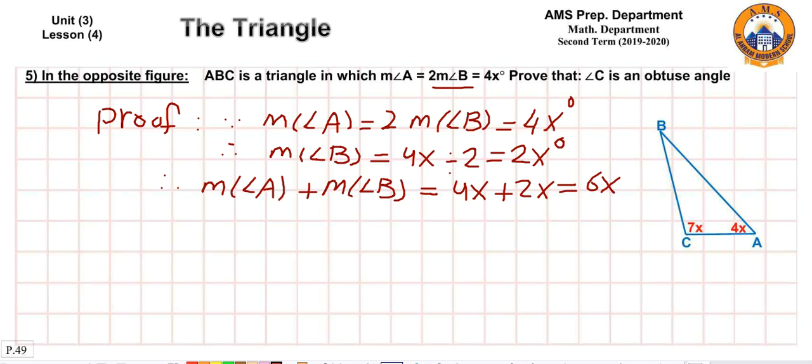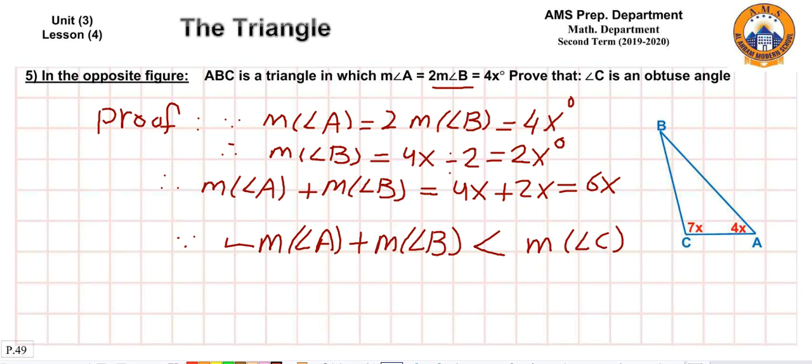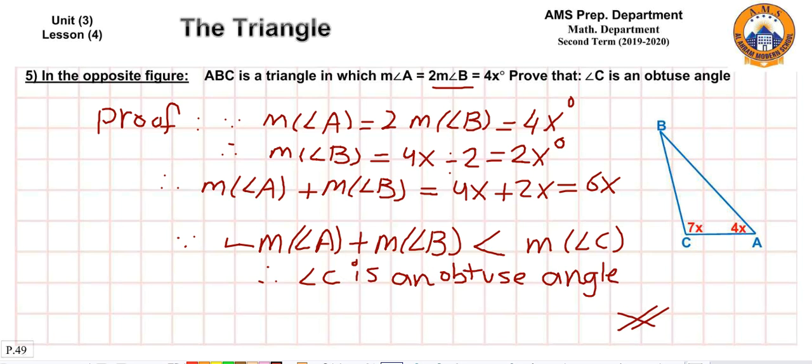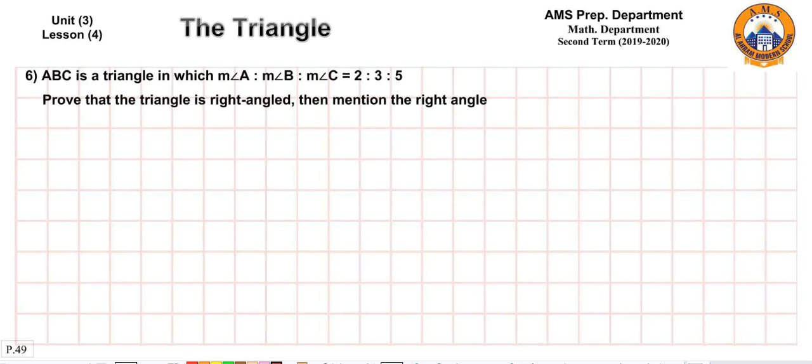So since the measure of angle A plus the measure of angle B is smaller than the measure of angle C, therefore angle C is an obtuse angle. This is our required. The last exercise is exercise number 6.